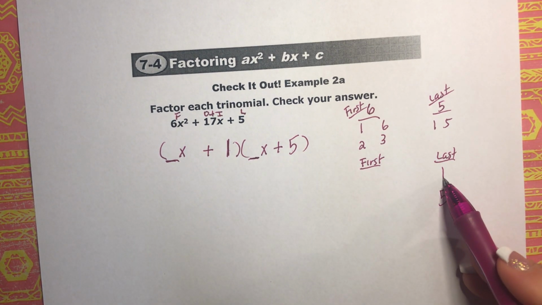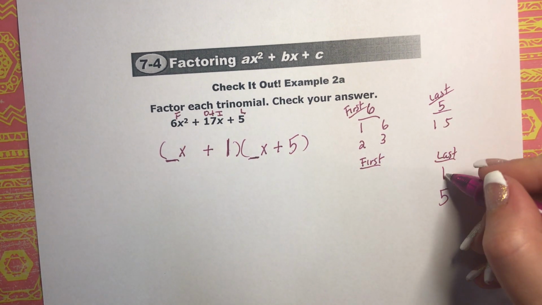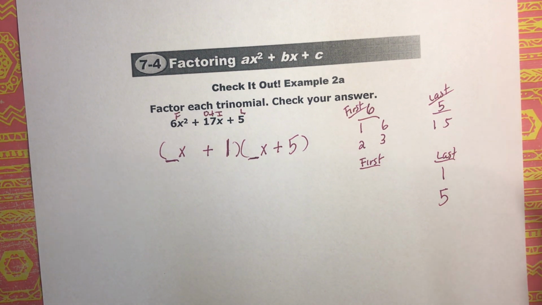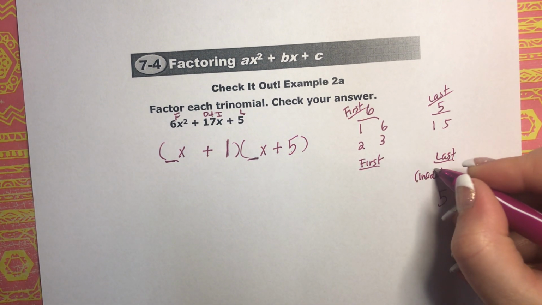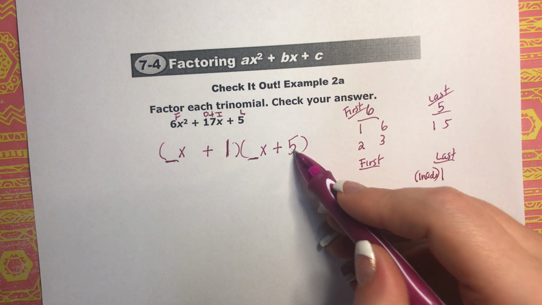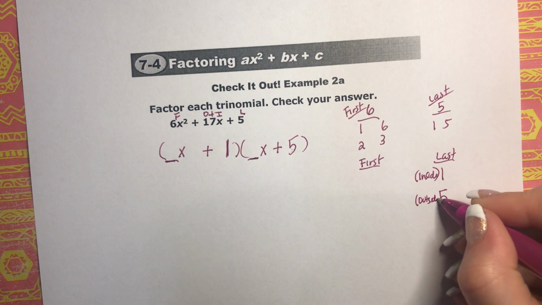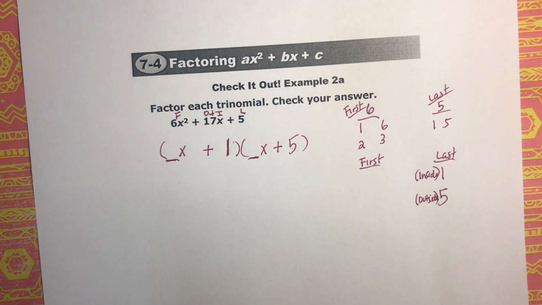So my 1 is here, and my 1 is on the inside, so that means whatever happens with my 1 is going to be on the inside. I'm just going to write it right in front, inside. And then my 5 is on the outside, so that means that whatever goes with my 5 is going to go on the outside. Okay? All right.